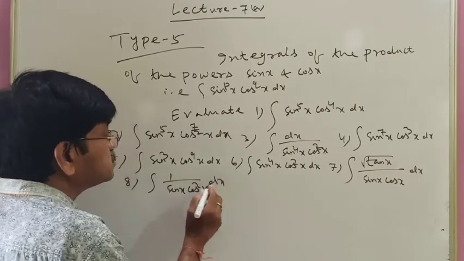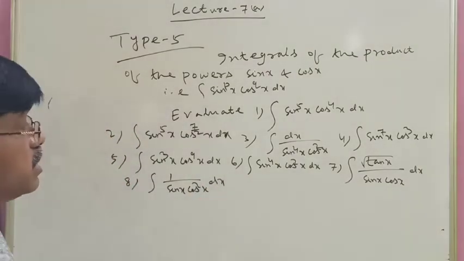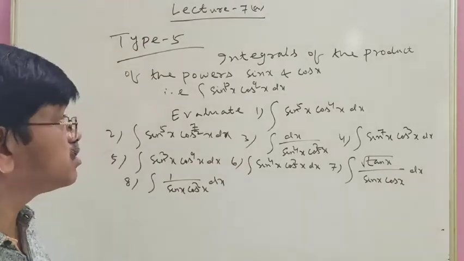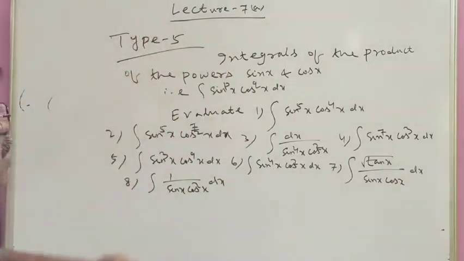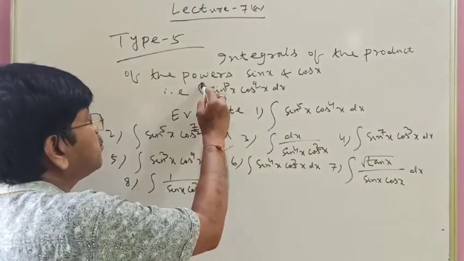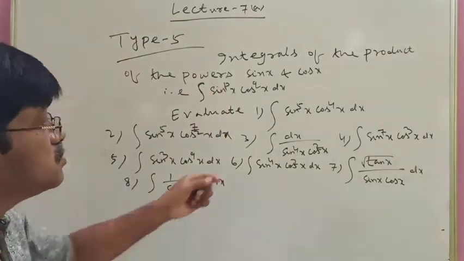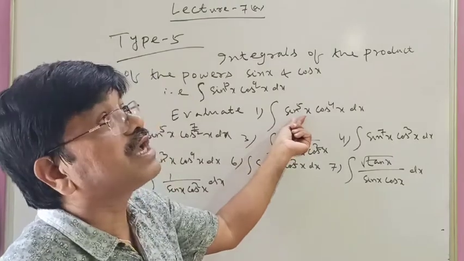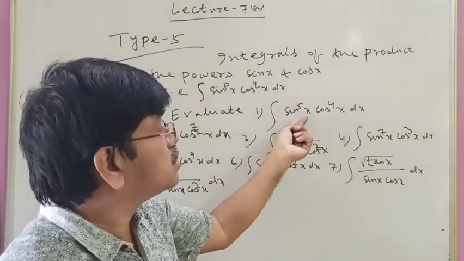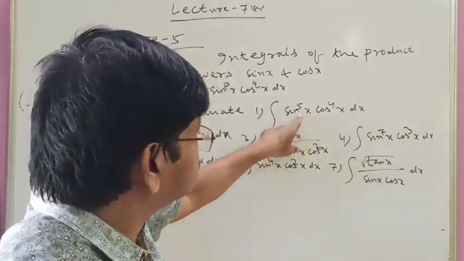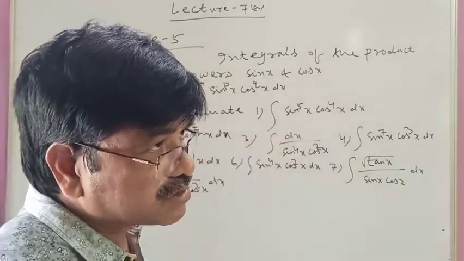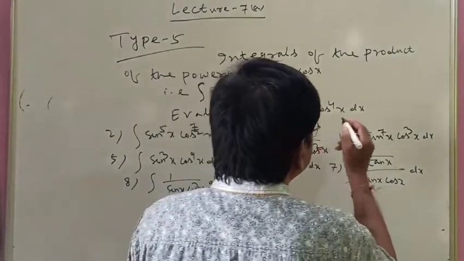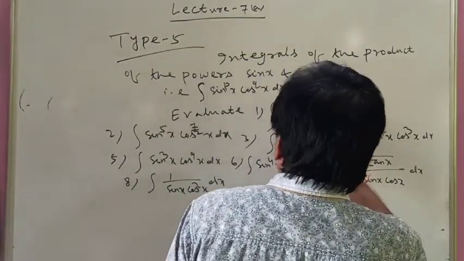So these are the 8 questions which are based on the current type, which are coming under type 5. In type 5 we have discussed 5 cases. You see here the power of sin is positive odd, so you will take cos x is equal to t, whatever may be the power of cos x. This we have already discussed.